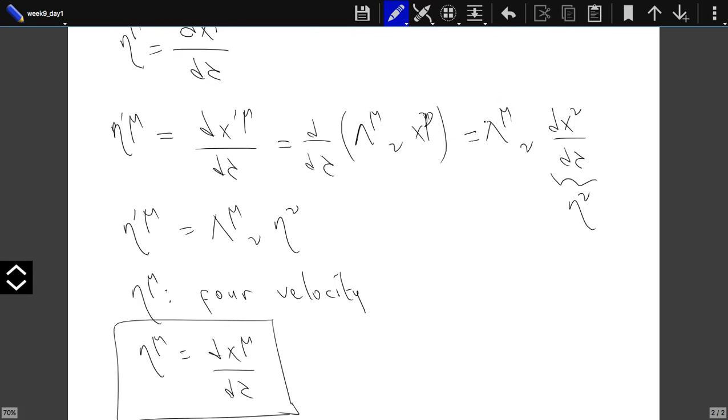You see, here there is a summation over nu. So it's just a dummy index. I'm just summing over nu. I mean, it just tells me what the components are. Mu can take values 0, 1, 2, or 3.